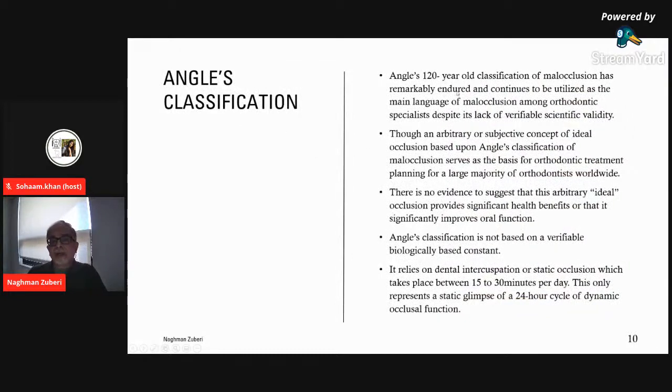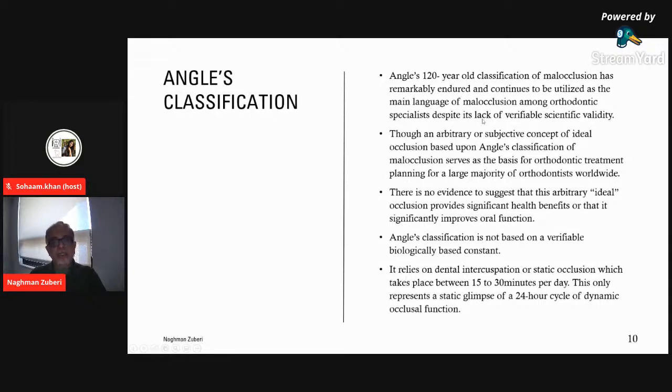Well, it's been over 120 years we are following Edward Engel's classification of malocclusion. And it has continued and we are still following it. It is basically the main language, or you can say the standard classification of malocclusion among the orthodontic specialists worldwide.